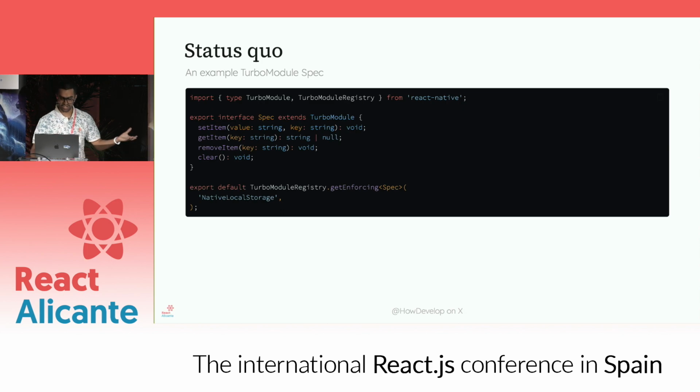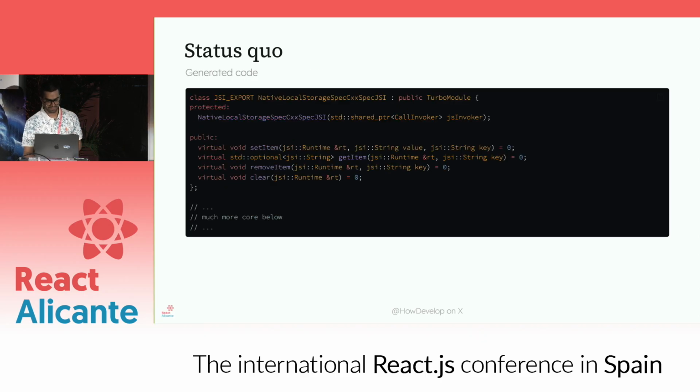So this acts as your contract. We create an interface, we extend the TurboModule interface, and then we define the functions and the different types that we have, and then we export a bridge that is also type safe and exports an object that helps us to call our native functions. And this is what the generated code looks like. I mean, this is not really important for us to understand, but what's important to understand is that we are provided with an abstract class that we now need to extend and implement the method bodies.